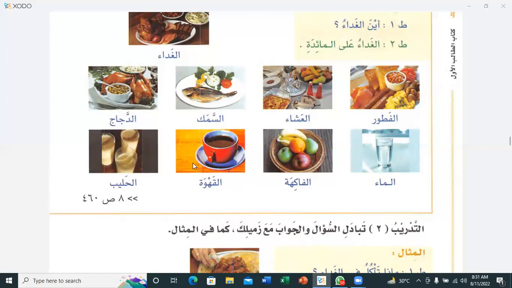But too much coffee is bad for health. Tamina, this is for you. Too much means kathiran jiddan, and we also use al-ifrat for too much. Al-ifrat means too much. Ifrat is singular, no? Yes, so even for too much, we also use al-ifrat. Okay.